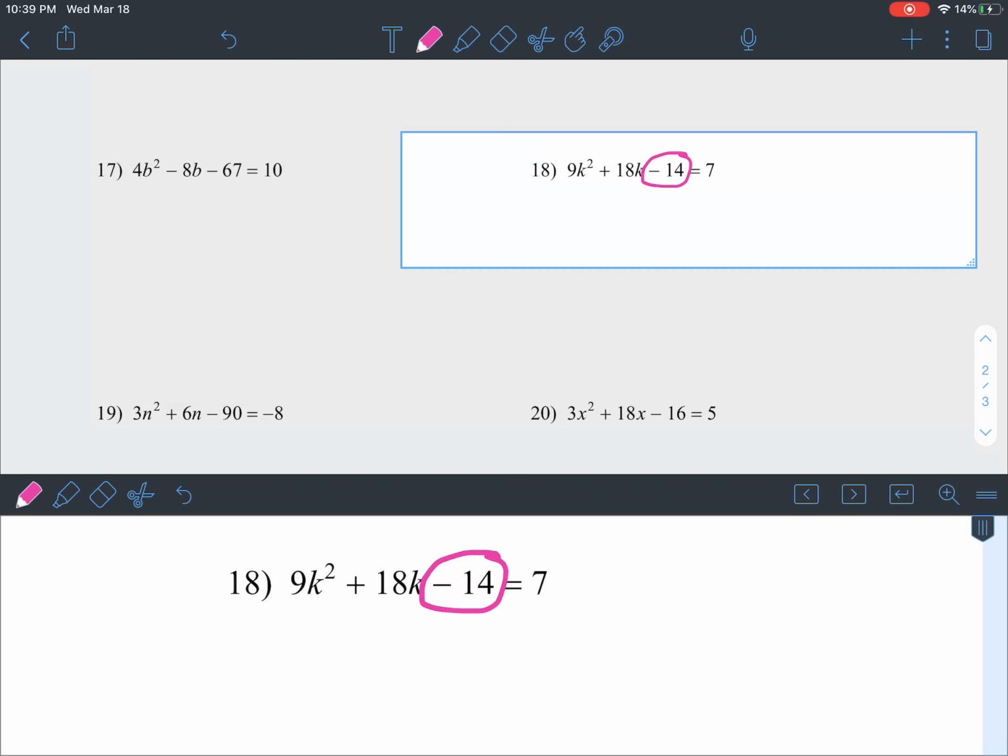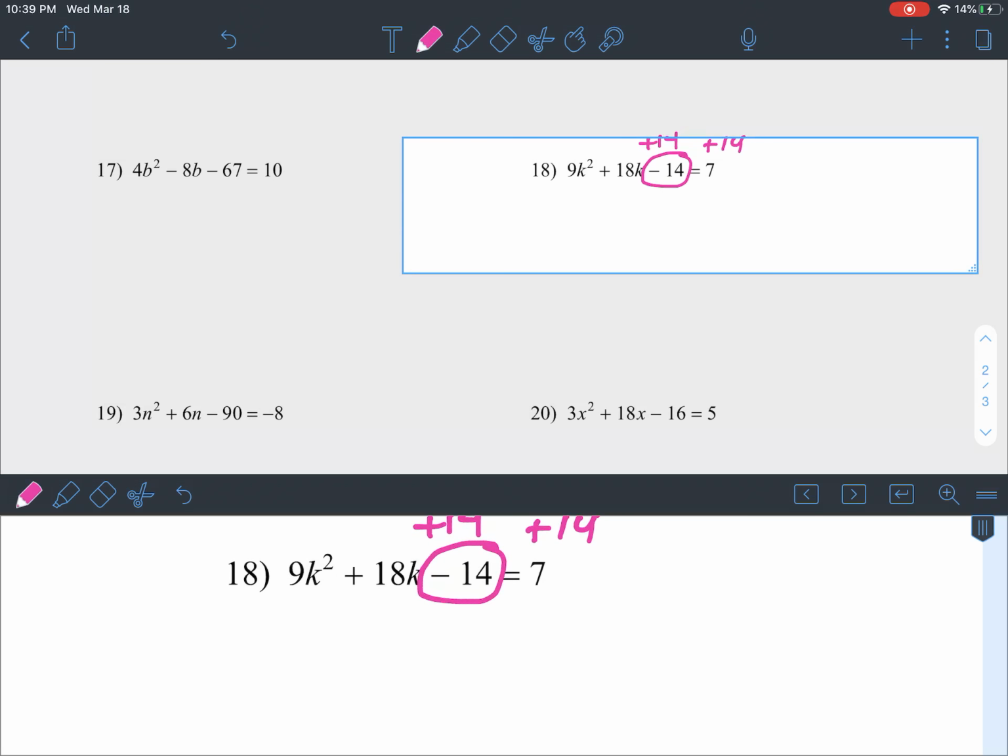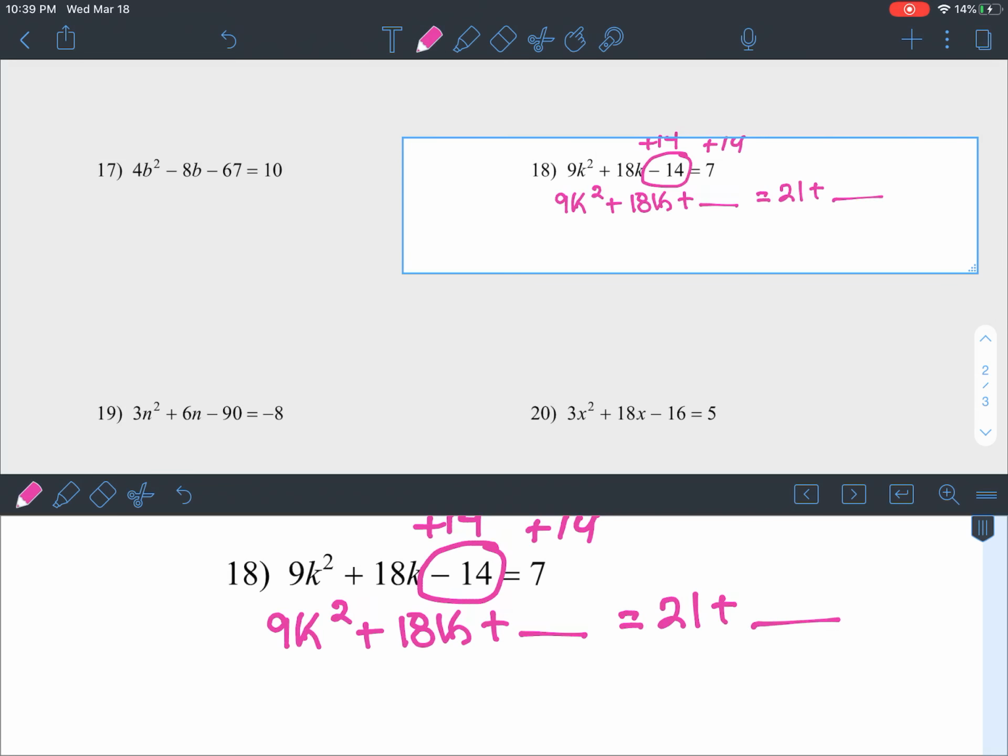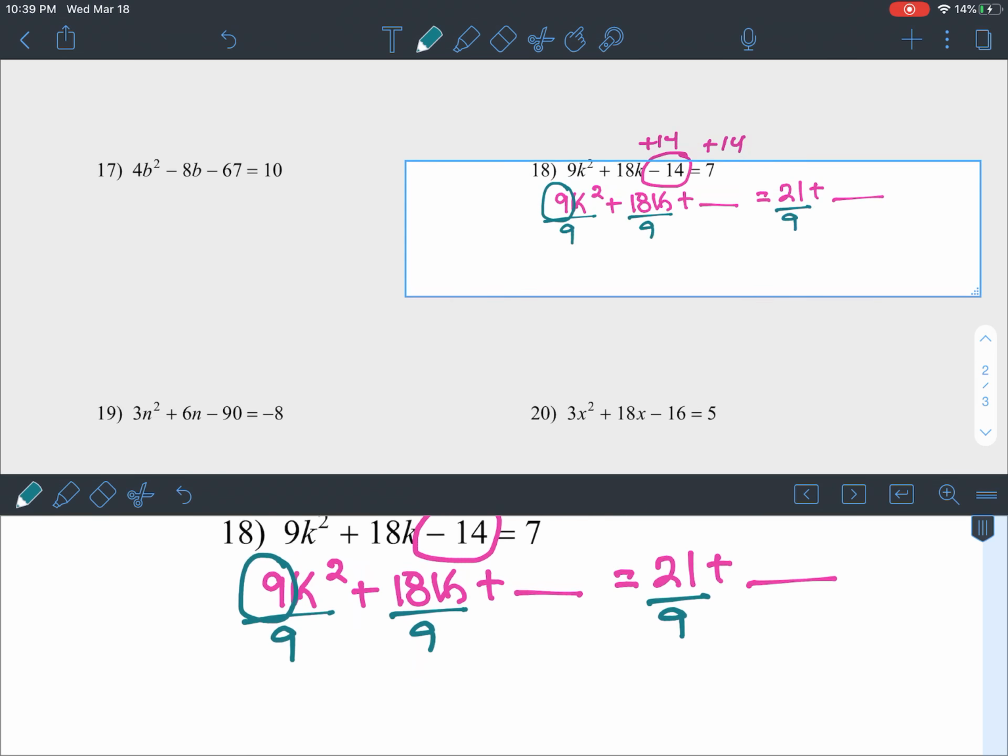So fun stuff. We got to move this guy. So we're going to add 14 to both sides. So now we get 9k squared plus 18k plus something. And then we're going to do 14 plus 7, which is where we get 21. And then plus something. So if you notice again, my a is 9, so I need to divide by 9 everywhere. And I'm going to get a fraction again.